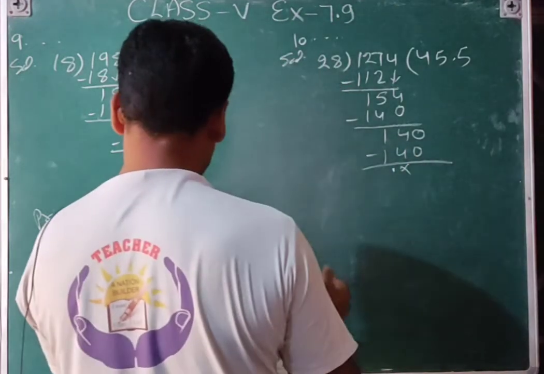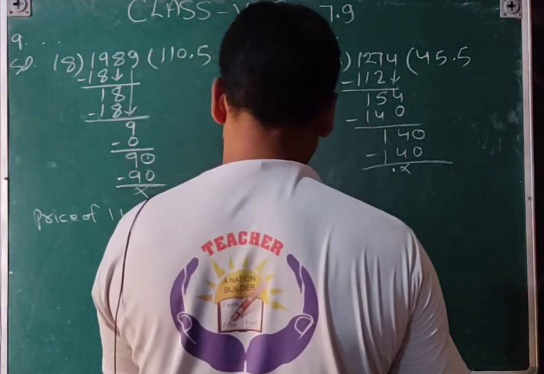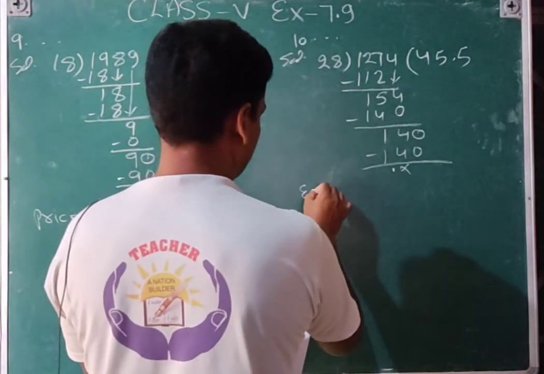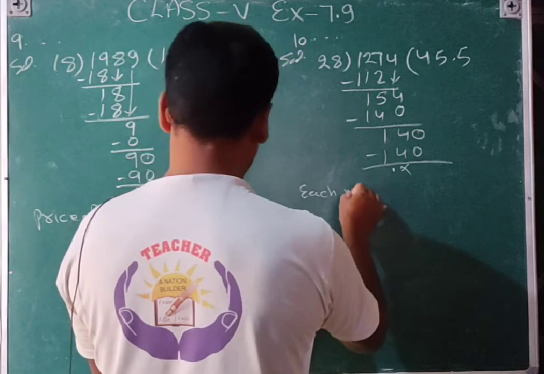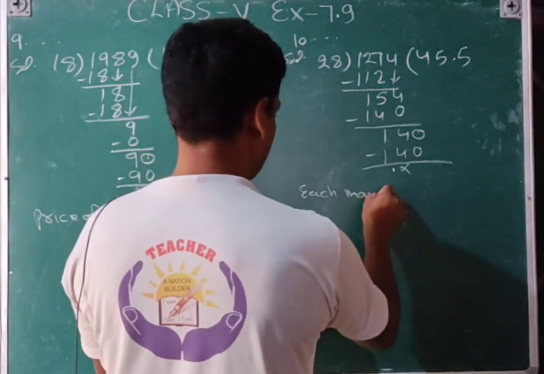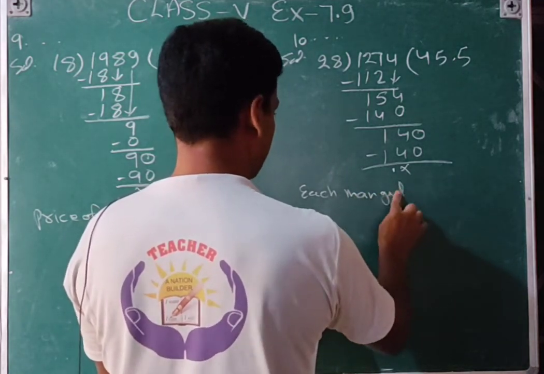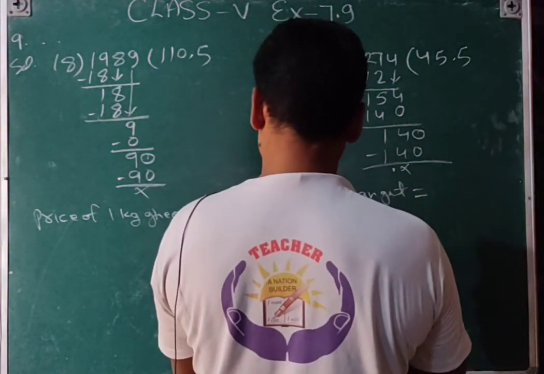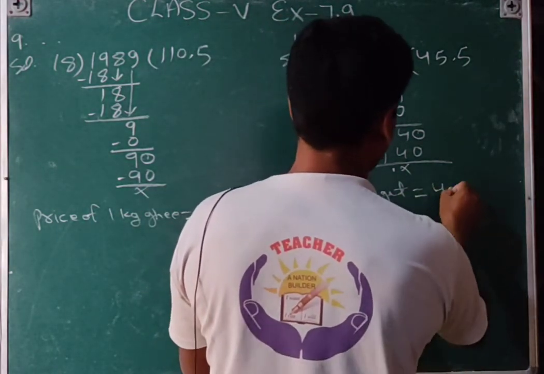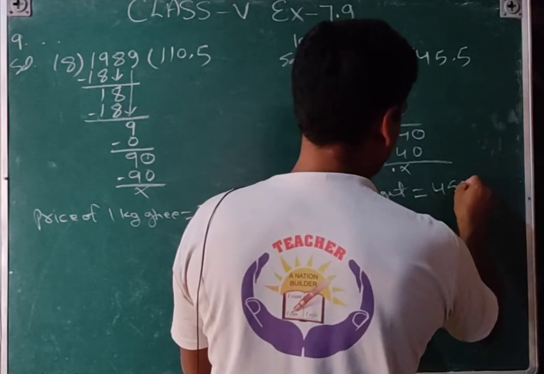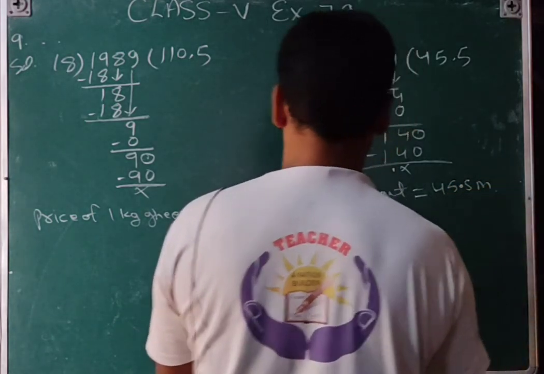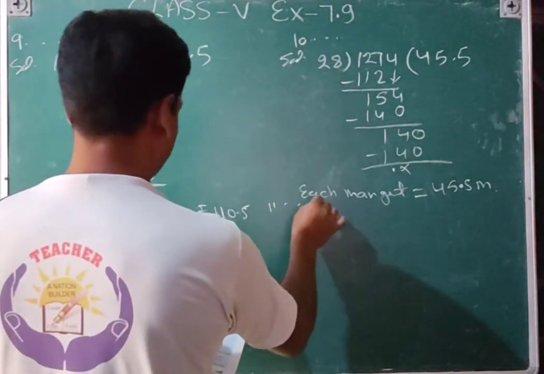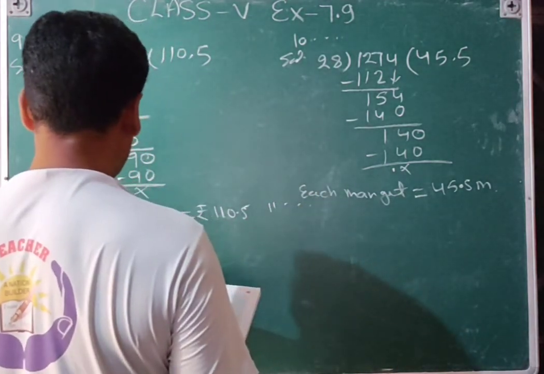So how much cloth does each man get? Each man gets 45.5 meter.